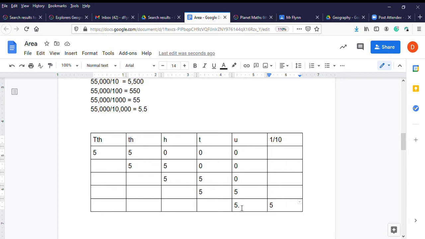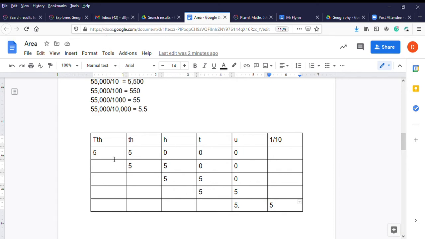Anyhow, let's divide first this number here, 55,000, by 10. And to do that, we shift each number one place to the right. So I now have 5,500. In this column here, I have divided 55,000 by 100. And in order to do that, you move each number two places to the right. This column here, I'm dividing by 1,000. And I move each number three places to the right.